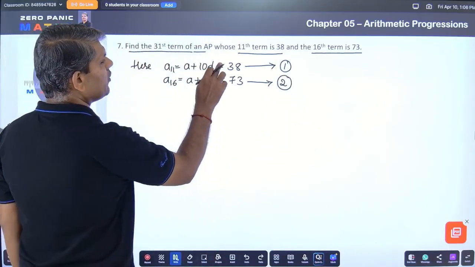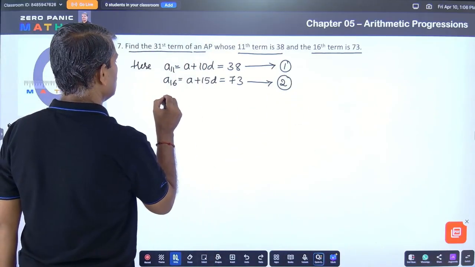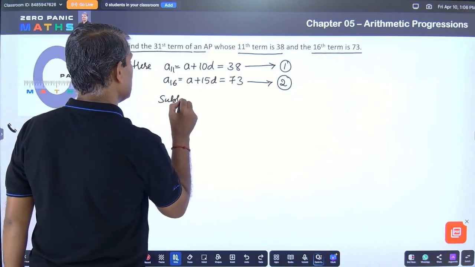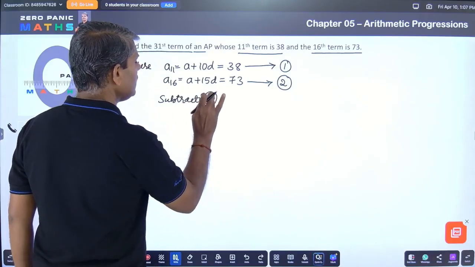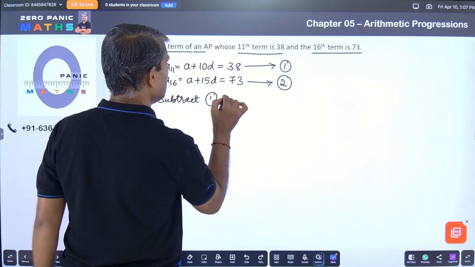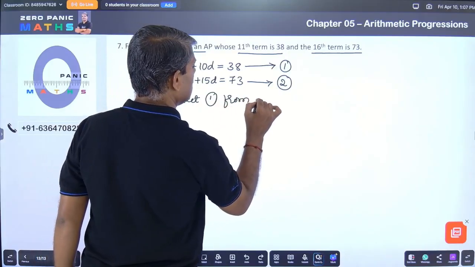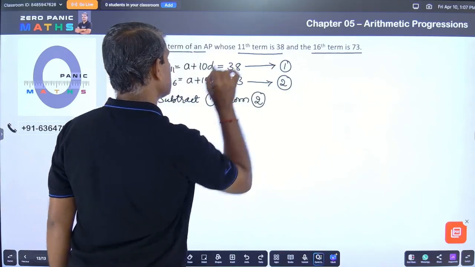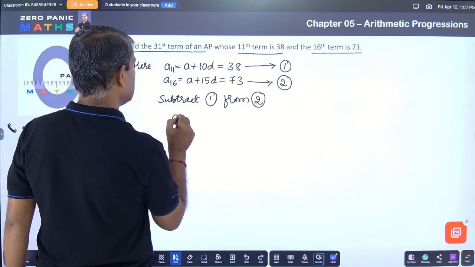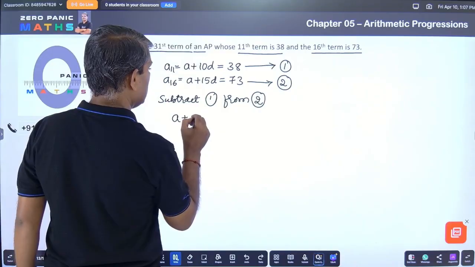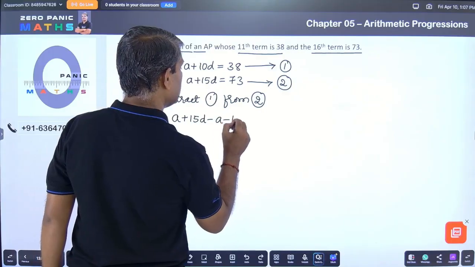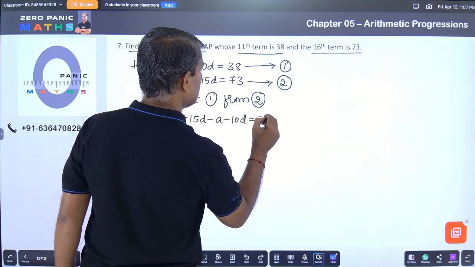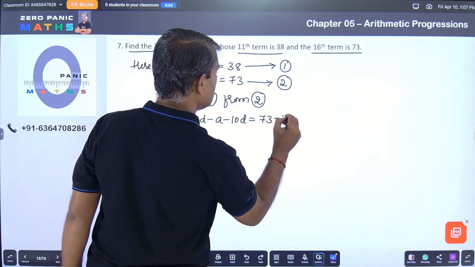Now subtract equation 1 from equation 2. Or you can say equation 2 minus equation 1. So that is A plus 15D minus A minus 10D is equal to 73 minus 38.